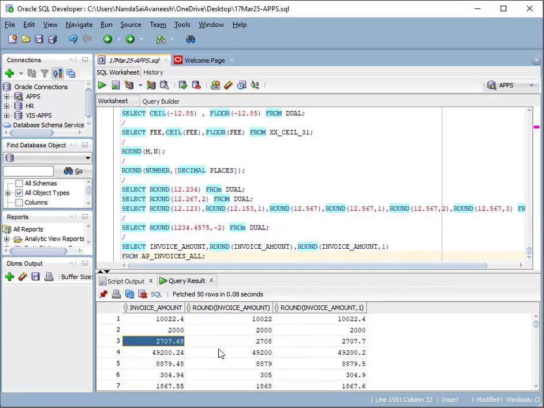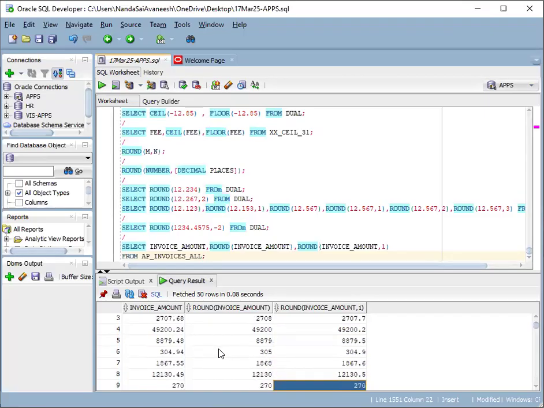For this record, 2707.68, it came as 2708 with round, and this is 2707.7 with the n value. Because it is based on the n value. Same way here also, 49200.24 becomes 49200 only, and here 49200.2. Based on the decimal value and the n value, these values are going to change here.